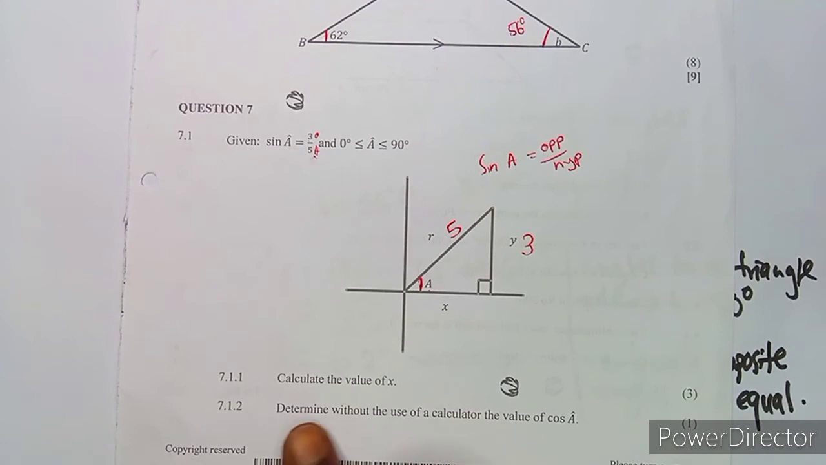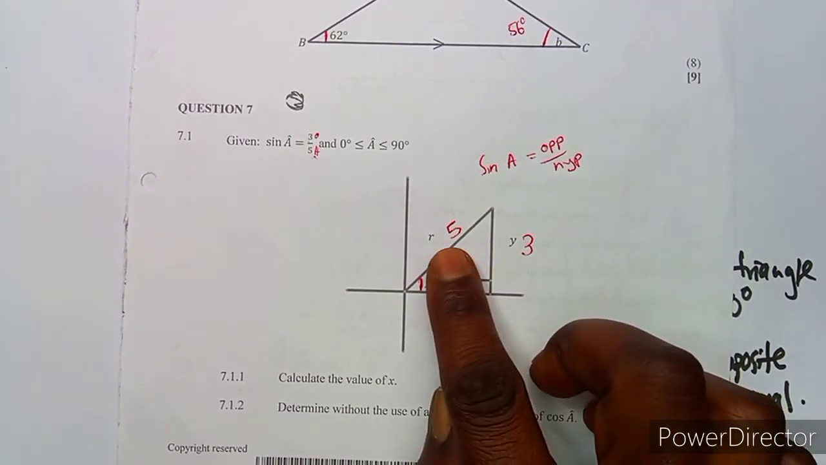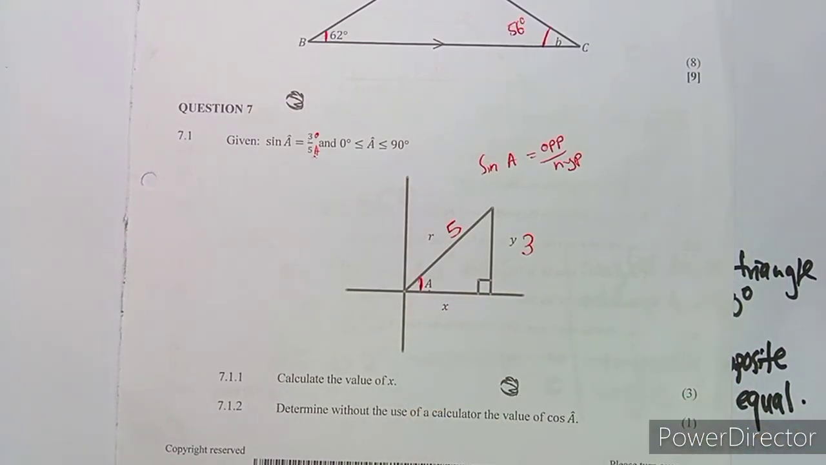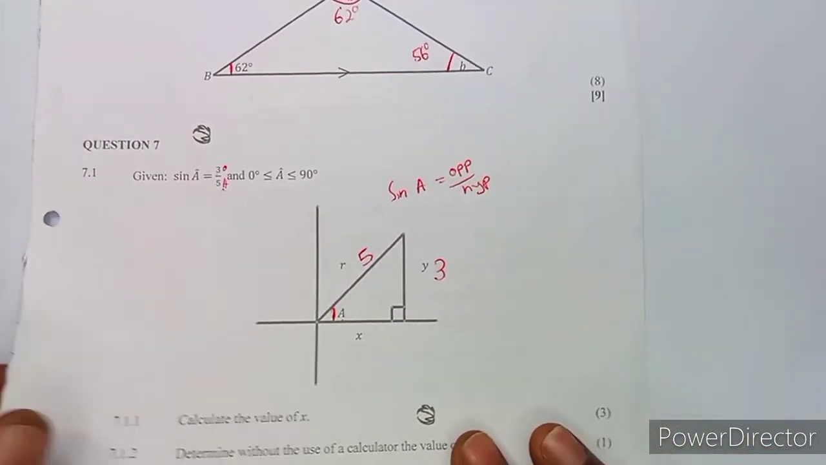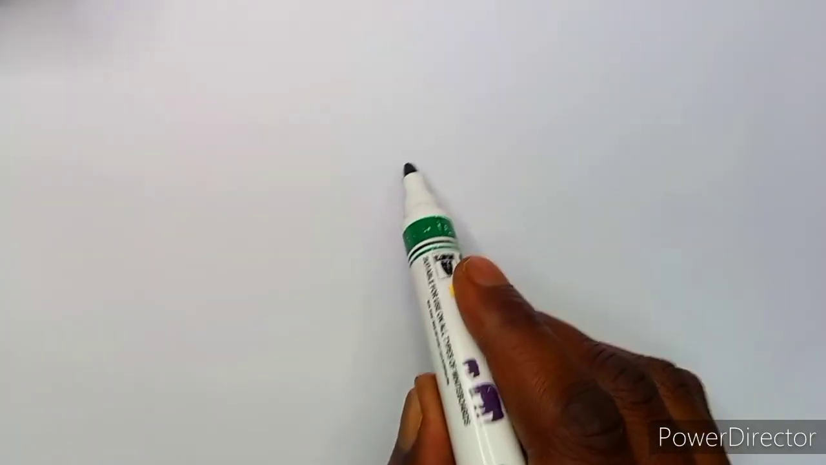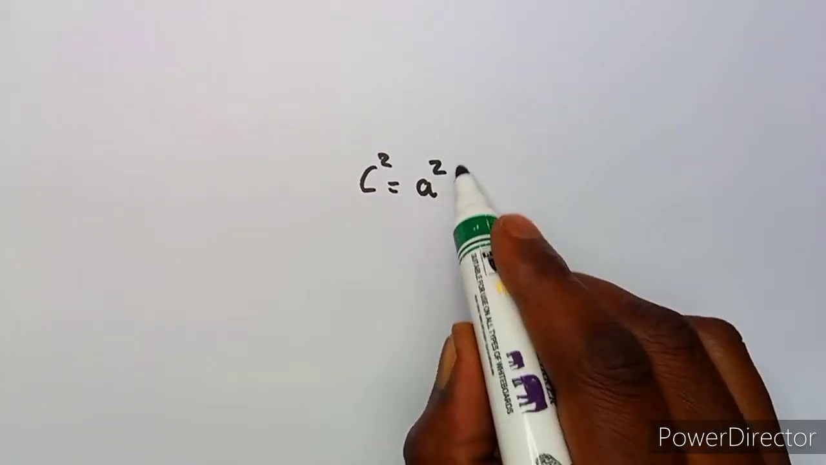Then the first question is calculate the value of x. So how can I calculate the value of x? Now I know that I have 5, I have 3, so I have to calculate this third side. What am I going to do to calculate that third side? I'm going to use the Pythagoras Theorem. Remember the Pythagoras Theorem, guys, that c squared is equal to a squared plus b squared.